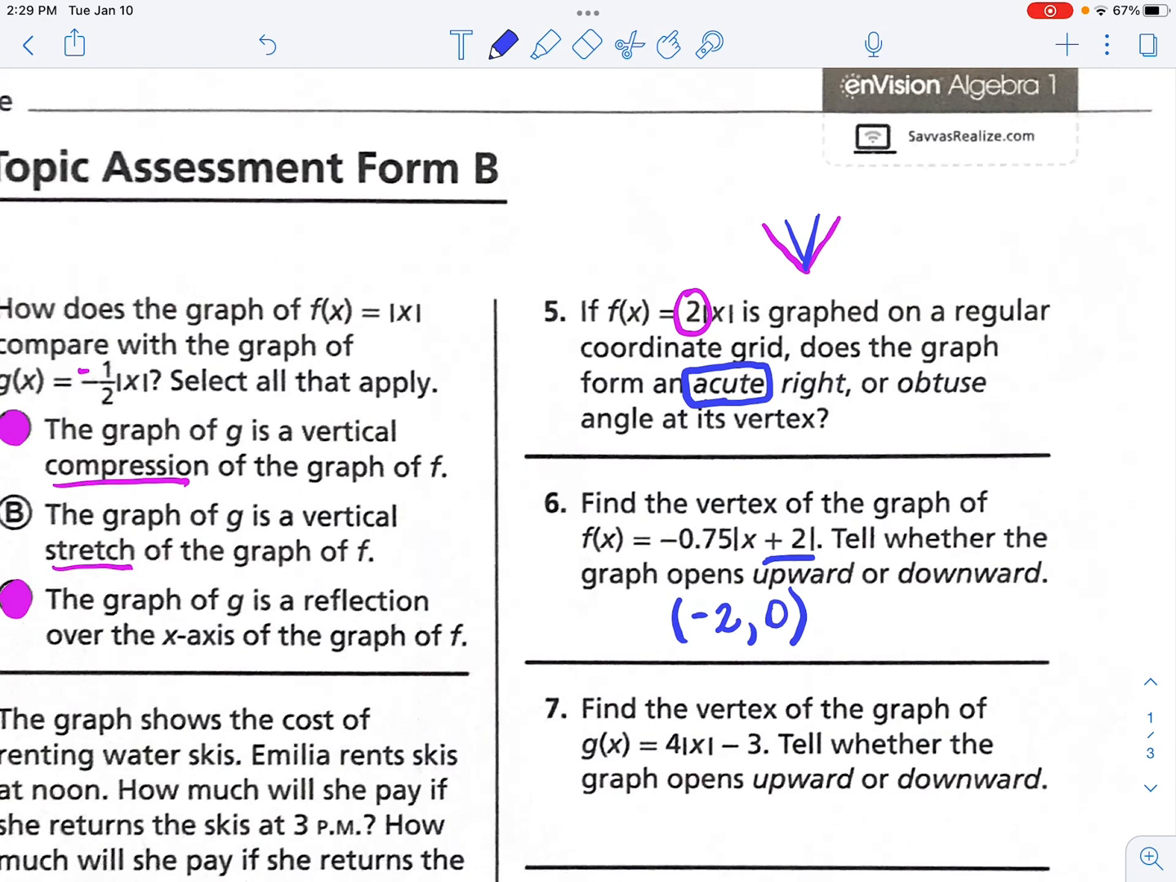We can also see here that the number that's being multiplied times the function is a negative number. So we know that's a reflection, just like we talked about back on number 1. So that would be a downward opening absolute value. It's going to open down.